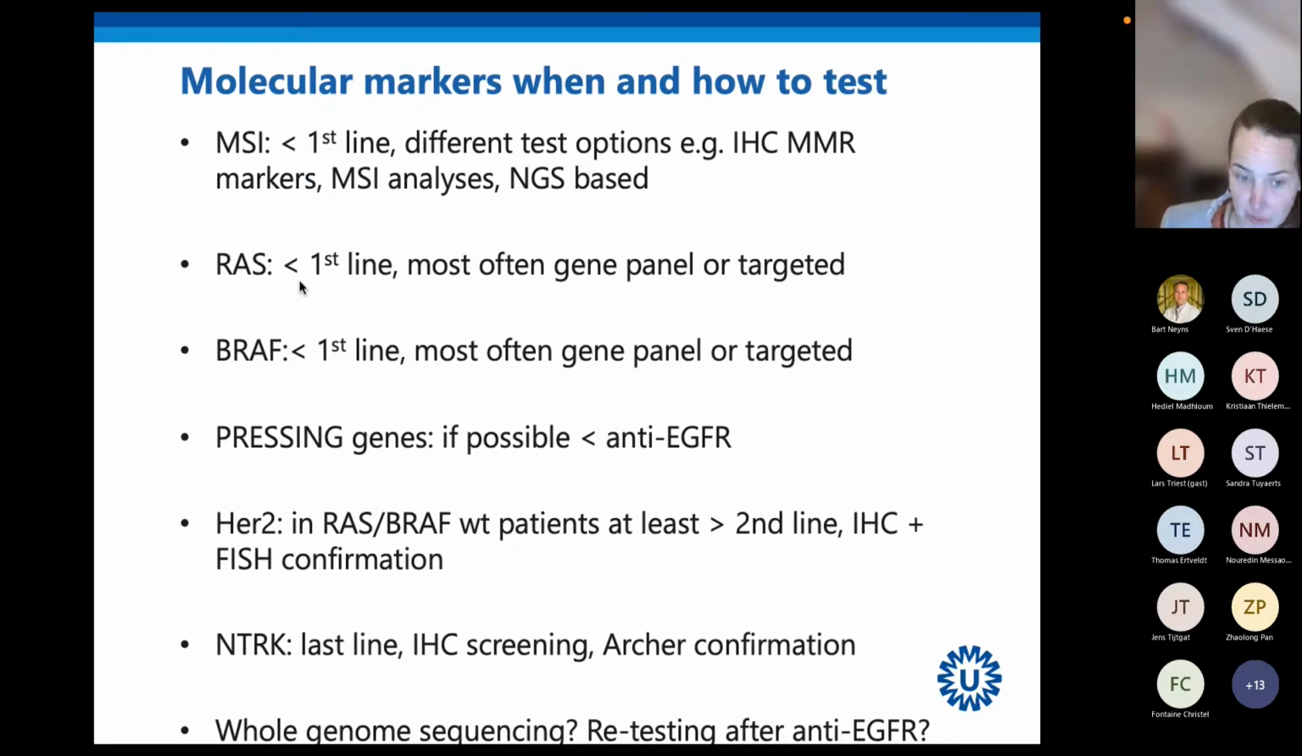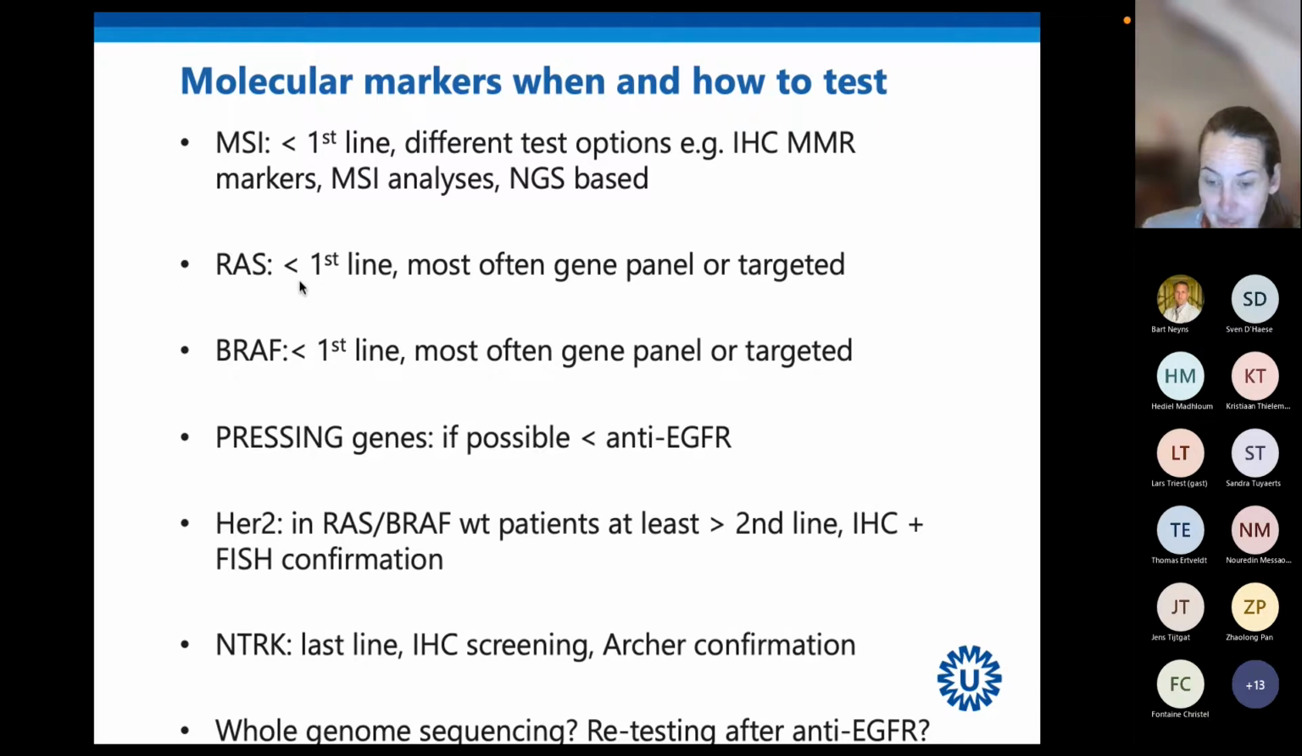What we do is an immunohistochemistry screening, and if it's positive, then an Archer confirmation to save cost, because immunohistochemistry is quite cheap, and you will pick up most, but you have a lot of false positives, so you need the Archer confirmation. In the Netherlands, there's quite a discussion about what the additive value is of whole genome sequencing. It's absolutely not standard to do, so we only do it in trials.